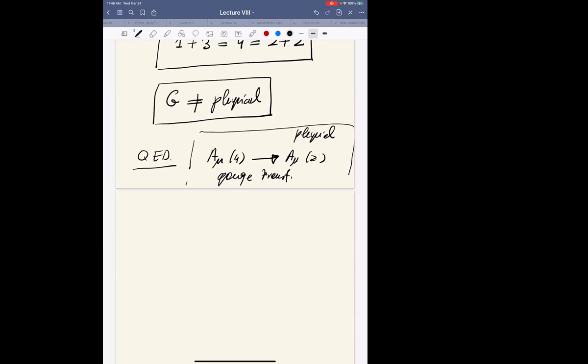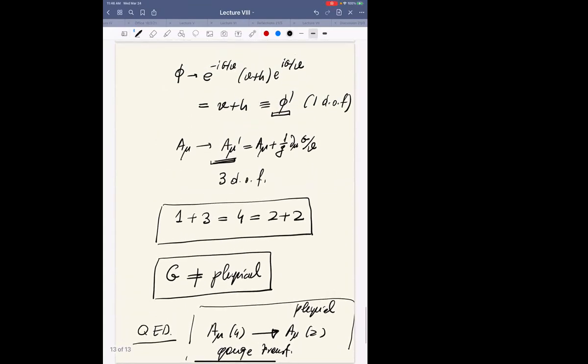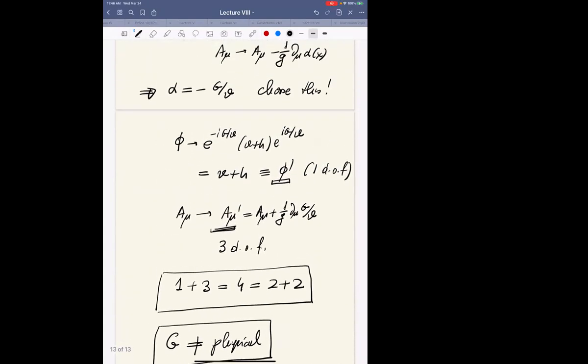So you see, for example, what does it mean that a longitudinal photon you can never produce? It doesn't exist. You may work with all 4 of them, but at the end of the day, you will see it doesn't get produced. Same thing here. You may think that there is G, but that degree of freedom is redundant. It's not physical.